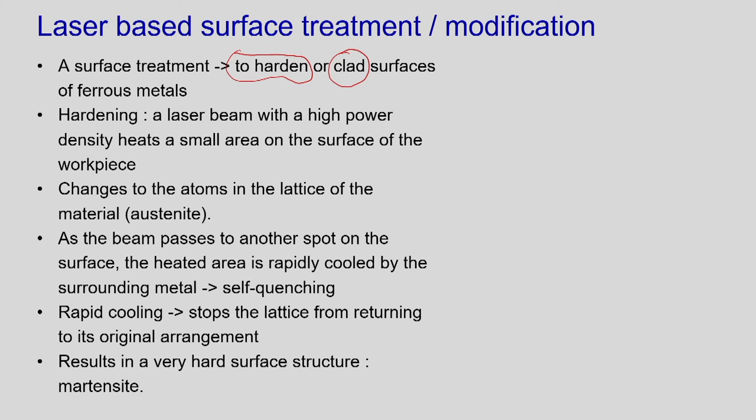So during this process of hardening, there would be changes to the atoms of the lattice of the material, that is the austenite.